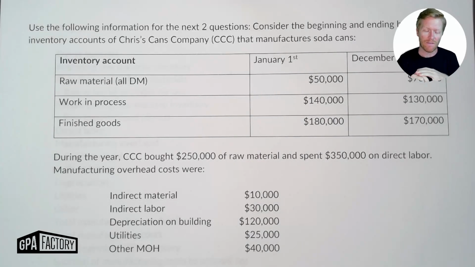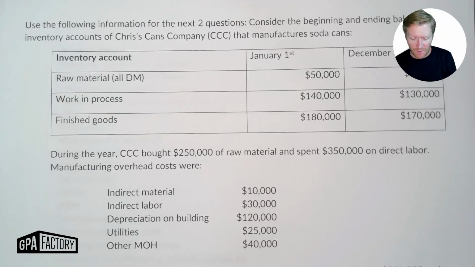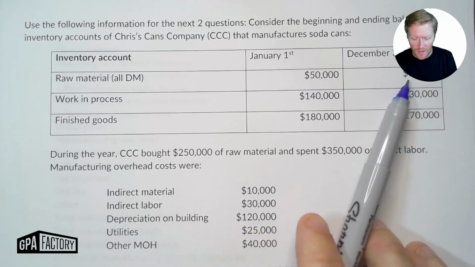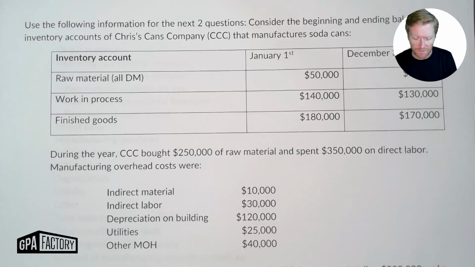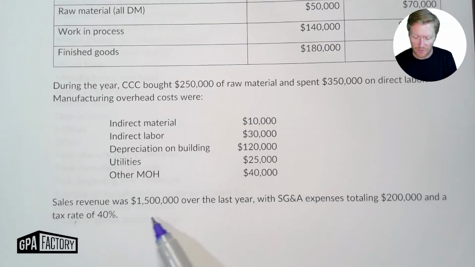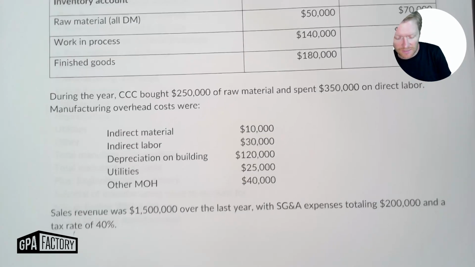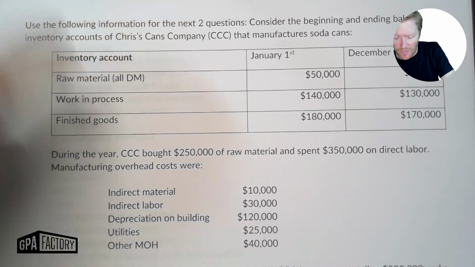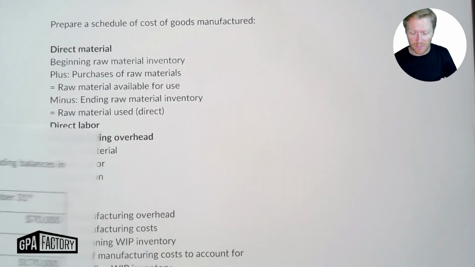Okay, in this video, we have a bunch of information that's given, and we ultimately, for this one at least, want to prepare a schedule of cost of goods manufactured. So we have all of these beginning and ending balances, beginning and ending in raw materials. We've got beginning and ending in work in process. We've got beginning and ending in finished goods. We've got a lot of different manufacturing overhead numbers that are given. We've got sales revenue, SG&A expenses, and taxes. Okay, tax rate. We got 250,000 raw materials purchased, 350 on direct labor. Okay, cool. We got all that information. Let's see what we're asked. Okay, prepare a schedule of cost of goods manufactured.